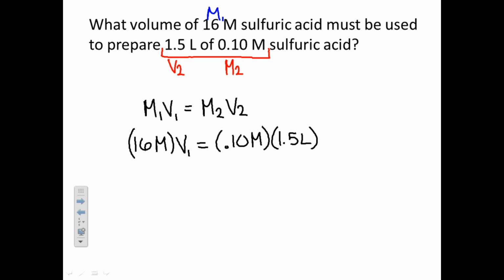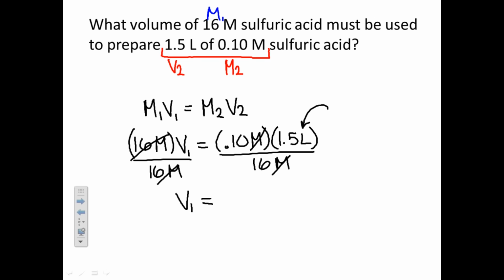Okay. So we're going to solve for V1 by dividing everything by 16 molar. And you can see here that the molarities cancel and you're left with liters. So if we'd had milliliters in there, it wouldn't have been a big deal. We just would have gotten an answer in milliliters. So when you do this math, you get 9.4 times 10 to the negative third liters.